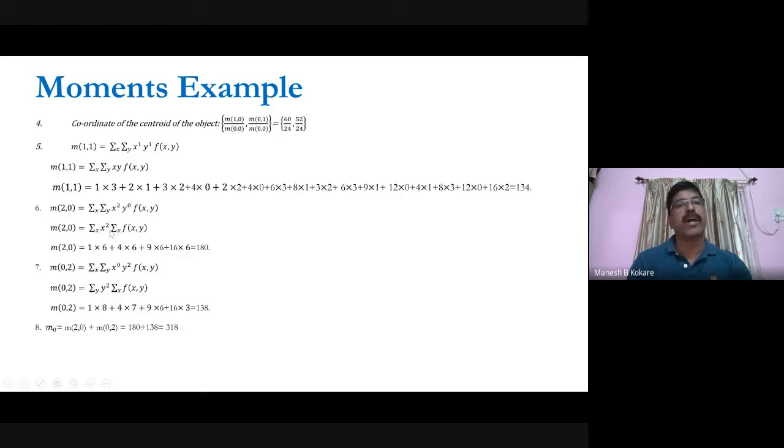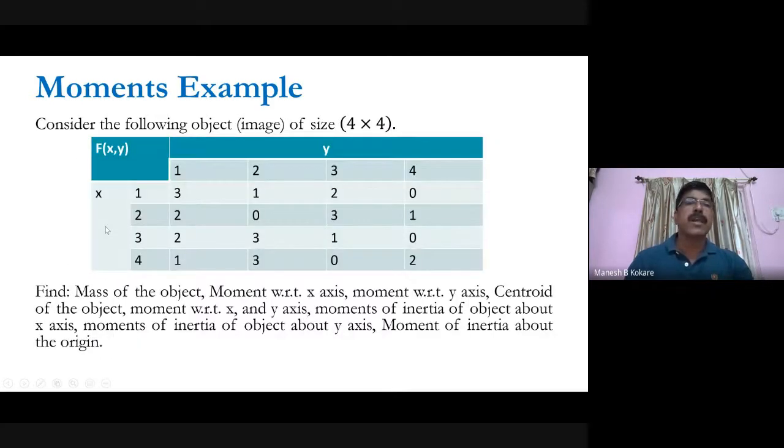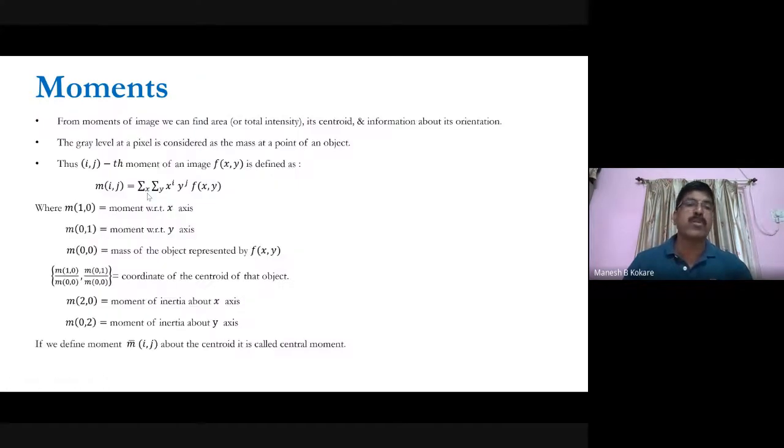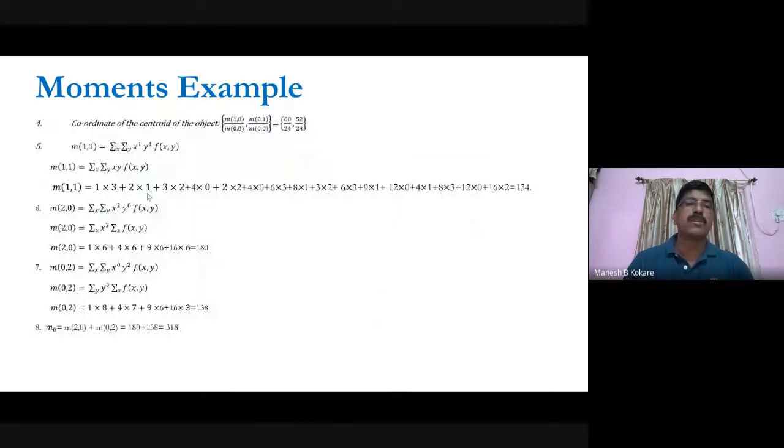How do you calculate that one? Now when you are considering the first row, what is the X value? X value is 1. The square of that will be equal to 1. And what is the summation of this row? 3 plus 1 plus 2, so 6. 6 multiplied by 1. So that will be the first value, 1 into 6, right?